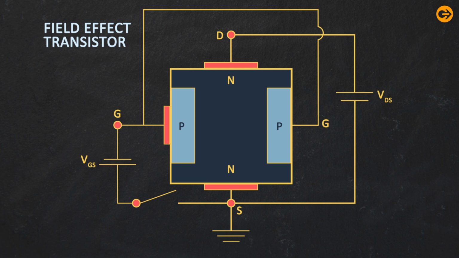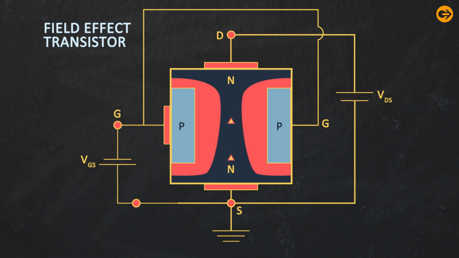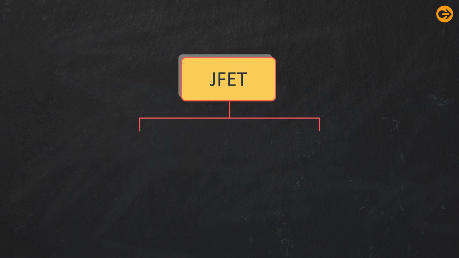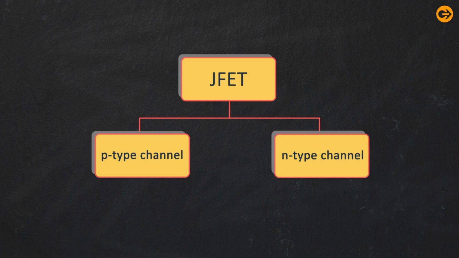At this point, the gate terminal controls the flow of carriers from source to drain, and it does so by controlling the size and the shape of the conductive channel. The channel in the semiconductor where the current flow occurs is either P-type or N-type. The JFET device is categorized into two types depending on the type of their channel. The first one is P-channel JFET and the second one is N-channel JFET.